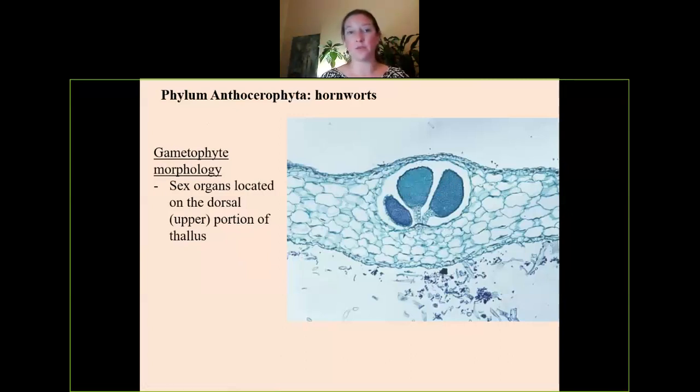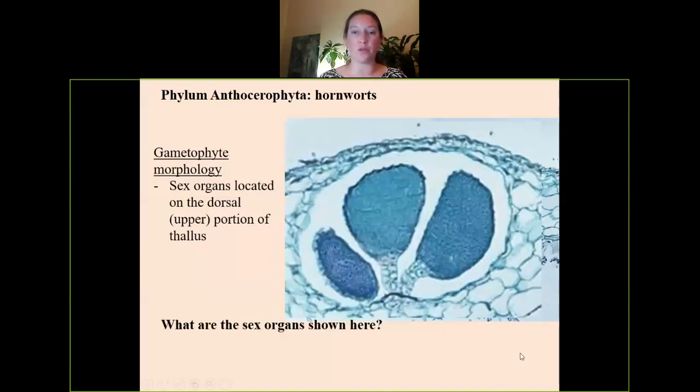So speaking of sex organs, now that we've learned a little bit about them, which ones do you think we're looking at here? Take a minute to think about it. First, this is how you have to think. What sex organs are shown here? Well, what sex organs are there in plants? There's antheridium and there's archegonium, right? That's it. One makes sperm, one makes egg. So that's the only two choices you have, right?